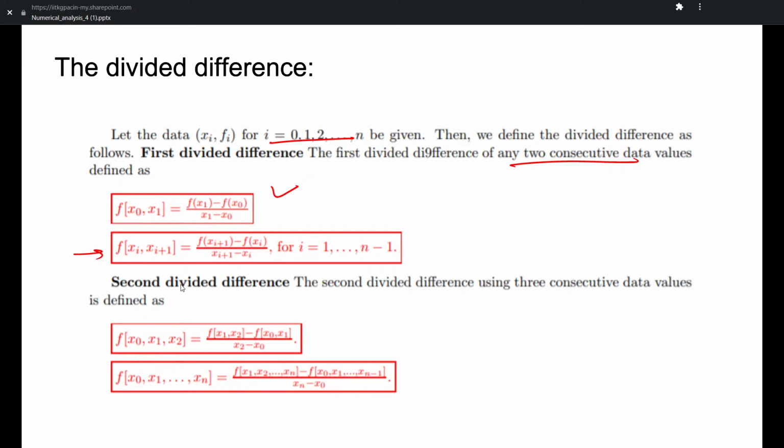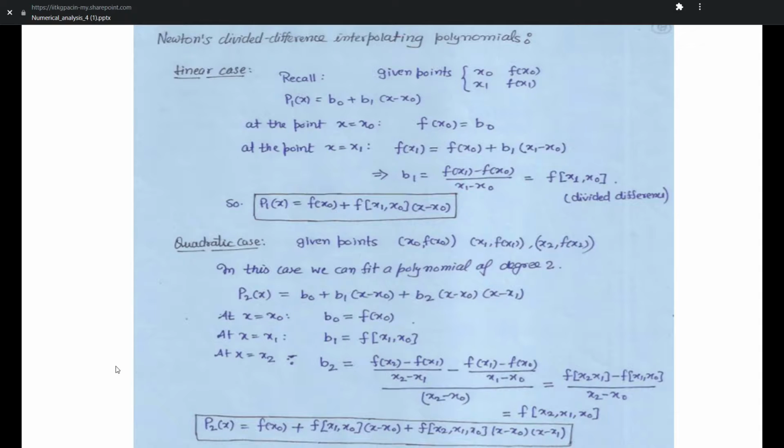The second divided difference is represented something like this. Here, this term is also a divided difference, and this term is also a divided difference, and the entire expression is the divided difference of two divided differences. Similarly, for n consecutive terms, the divided difference expression is something like this. Now let us come to Newton's divided difference interpolating polynomial.